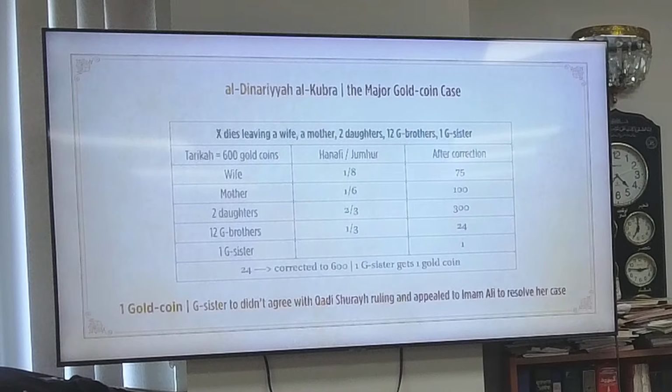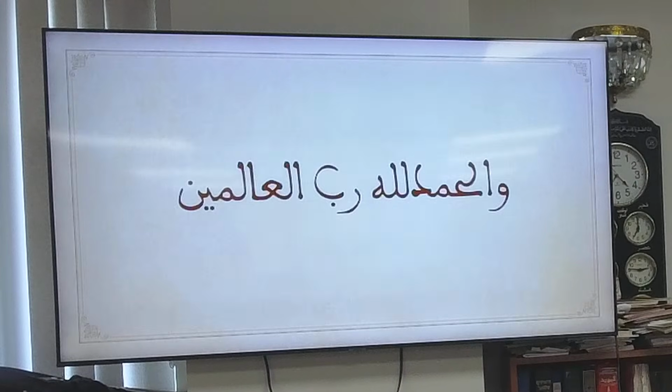So this is the story. The full sister didn't agree with Qadi Shuraih and appealed to Imam Ali to resolve her case. Imam Ali did resolve it. Walhamdulillah Rabbil Alamin. Any question? No. What would the full sister's share be? The full sister, you have to review it, what she gets.